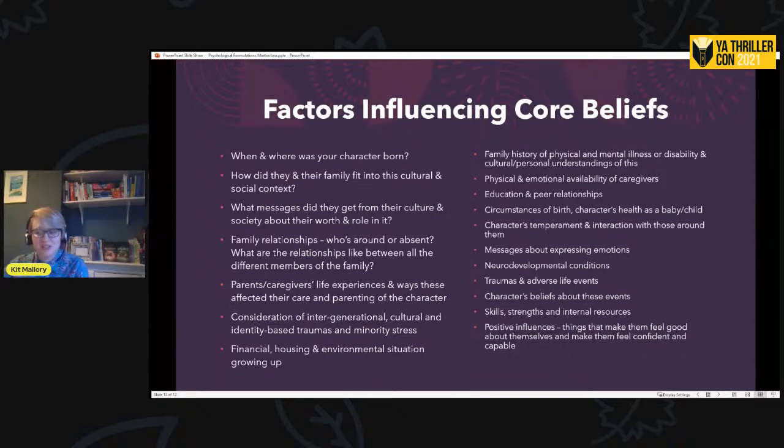And likewise, if your character has got marginalised aspects of their identity, if they're Black or a person of colour or LGBTQ+, it's really essential to consider how identity-based traumas, the threat of violence, marginalisation, discrimination, having to hide aspects of your identity, how all of those things factor into your personal history and development, because they absolutely do. More prosaically, what's the family's financial, housing and environmental situation like?